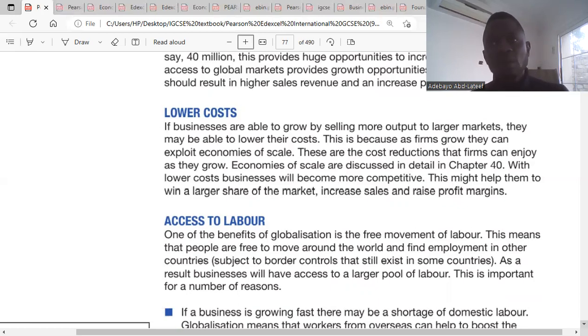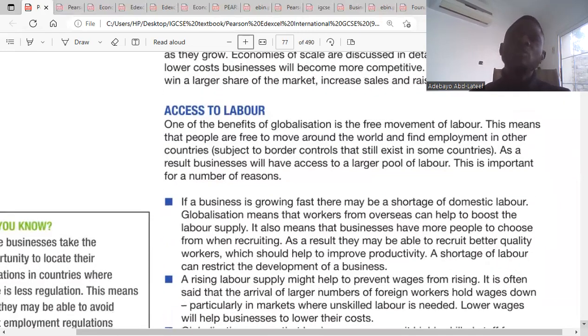And what is economies of scale? A reduction in your average cost as a result of you expanding your business. So you are able to expand because it's globalization. Is it clear? The third one, access to labor. What is accessibility to labor? We're talking about the workers. So with free movement of labor, businesses will have access to a large pool of labor, workers, because there's free movement.